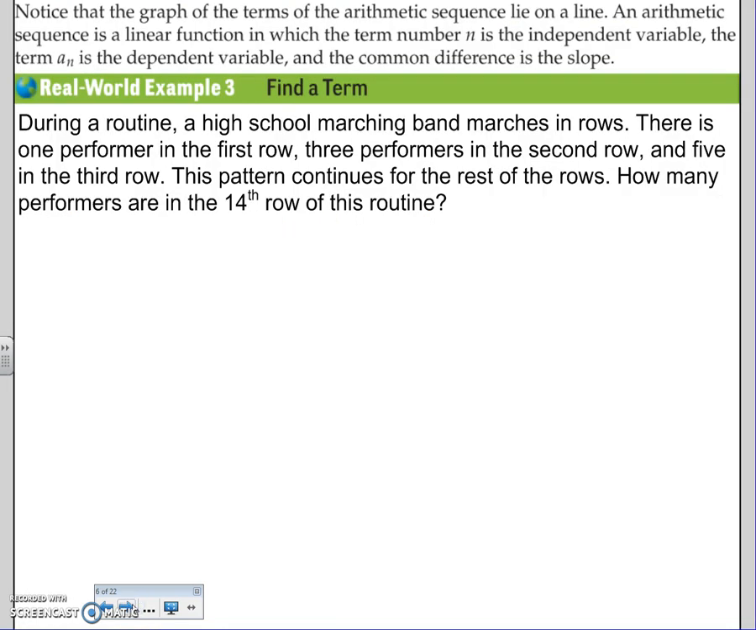So notice that the graph of an arithmetic sequence lies on a line. And the sequence is a linear function in which the term number n is independent and the term a of n is a dependent variable, and the common difference is the slope.